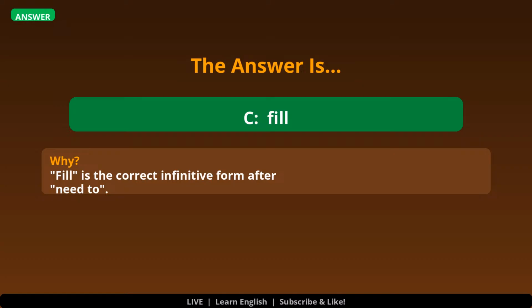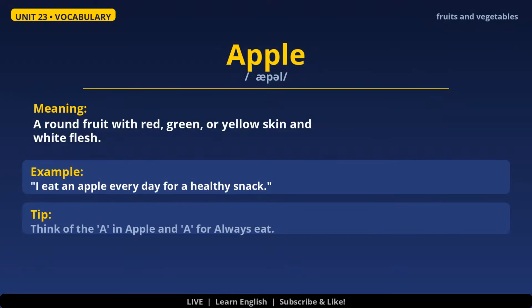Let's continue learning. Check out this new word. The word is apple. A round fruit with red, green, or yellow skin and white flesh. Here's an example. I eat an apple every day for a healthy snack. Remember, think of the double p in apple and a for always eat.